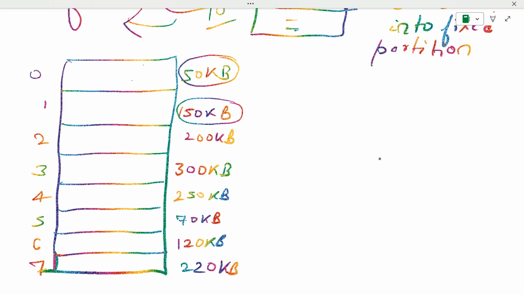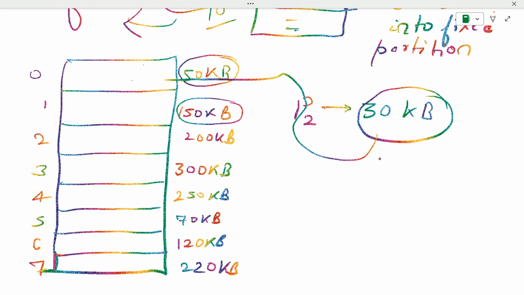Let's say a process like P2 comes, and this process requires 30 kb of space. Based on this, we will assign this process to the first partition, and it will occupy 30 kb of space. Now this process has occupied 30 kb in this partition. So what will happen to the remaining 20 kb? It will remain unused.